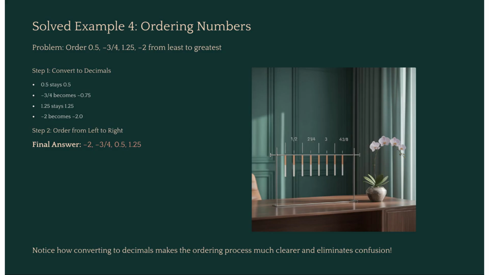Let's order the list in example 4: 0.5, -3/4, 1.25, and -2. We convert the fraction to -0.75. Now we order the decimals: -2.0, -0.75, 0.5, and 1.25. Finally, we write the original list in order: -2, -3/4, 0.5, 1.25.